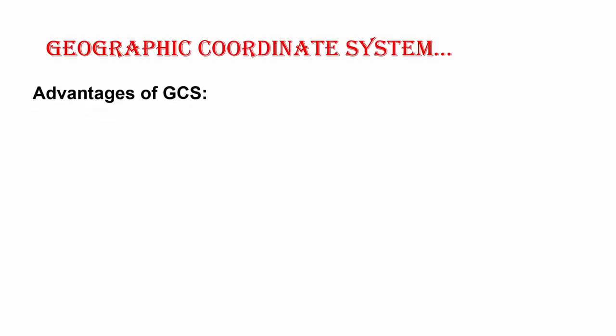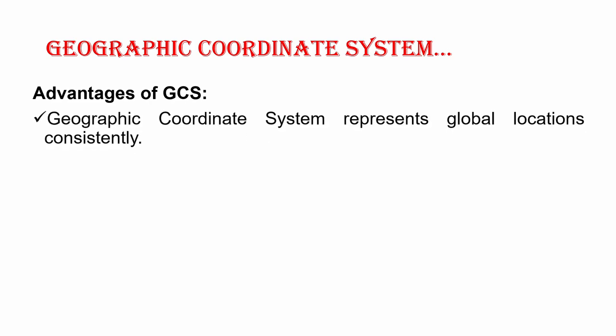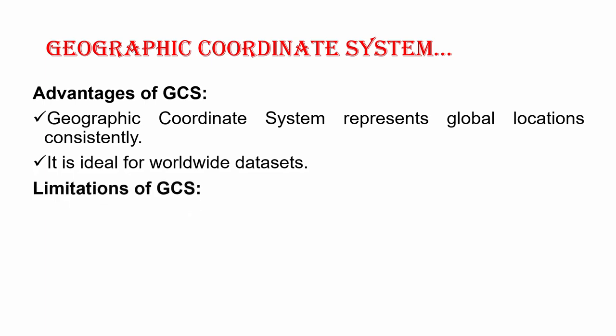Advantages of geographic coordinate system. Why we use geographic coordinate system? Why we prefer geographic coordinate system? Geographic coordinate system represents global locations consistently. It is ideal for worldwide data sets.